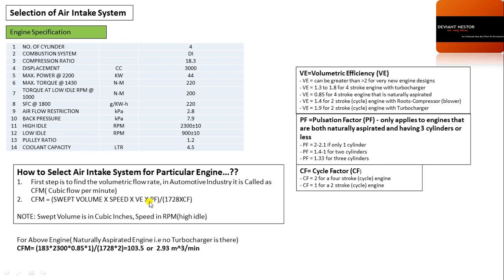Now, how do we select the volumetric efficiency, pulsation factor and cycle factor? There is some basic terminology we should consider while taking values of volumetric efficiency, pulsation factor and CF. Here I have mentioned all these things. For volumetric efficiency, we have to keep in mind whether the engine is a new design or not. Keep in mind that although it is an efficiency, volumetric efficiency can be more than 1.